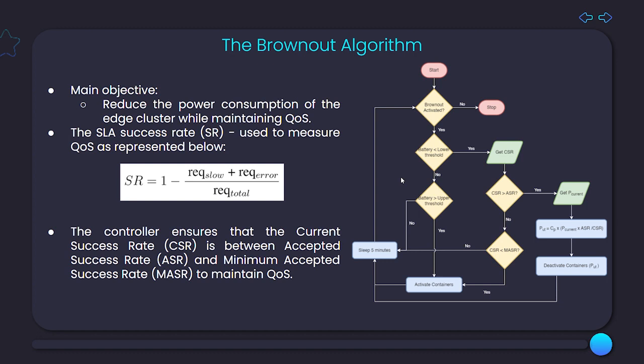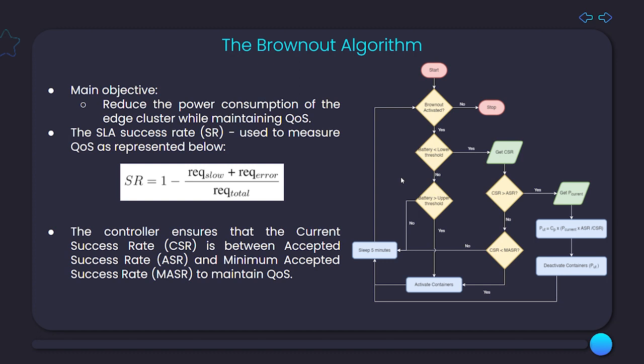When the algorithm runs, if the battery percentage is below the low threshold, the brownout algorithm gets the current success rate from the cluster. It compares it to the acceptable success rate predefined according to the application demands. If the CSR exceeds the ASR, we can deactivate optional containers. The algorithm calculates an upper threshold for power consumption while considering QoS using the equation you can see in the flowchart.